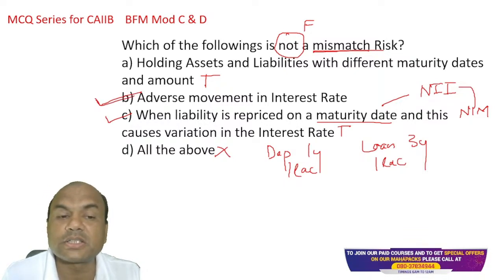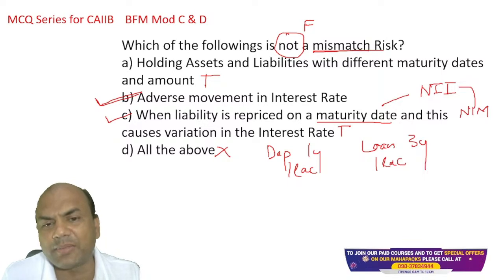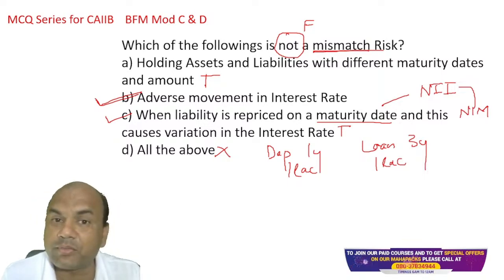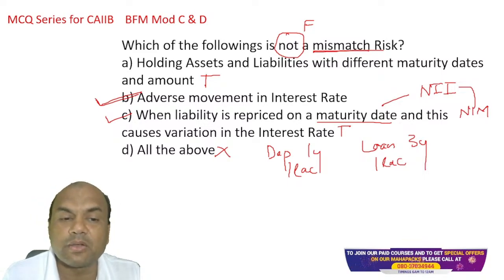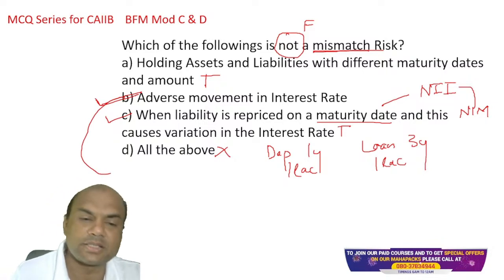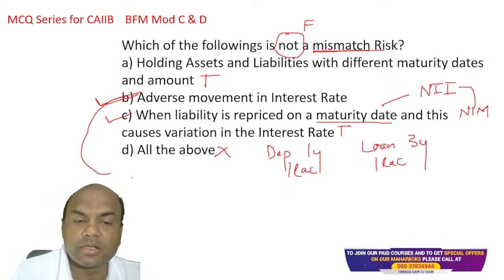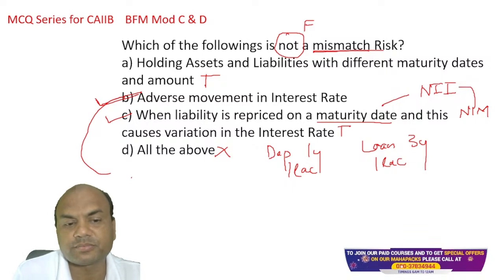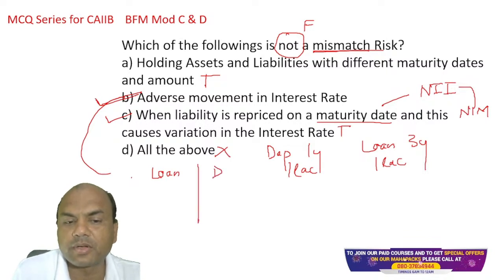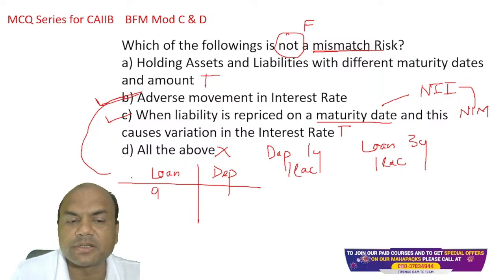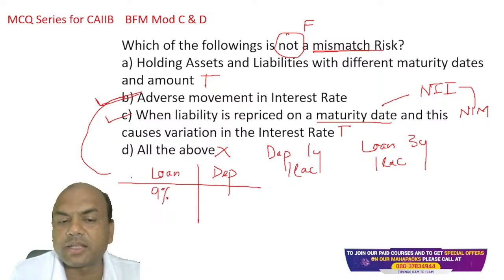Now, what is the logic behind this? You'll say, sir, it can be the mismatch risk. Yeah, I have told you it can be. But I'll tell you how to explain this. See this. Look at this, everyone pay attention. Loan, and second is deposit. Now, if my loan rate is, let's say, 9%, and my deposit rate is, let's say, 7%.